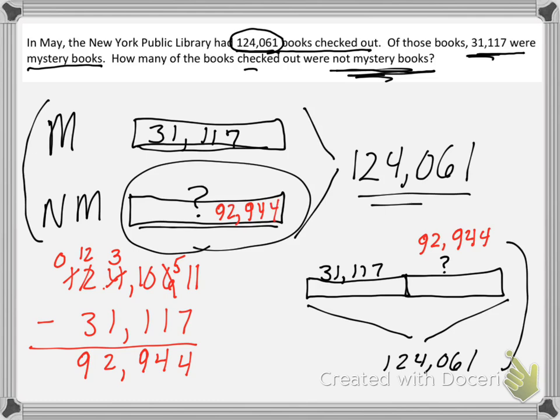92,944. Now again, you get to choose what tape diagram you would like to use to help solve the problem. So whatever you choose tonight, you can do the stacked method, which Singapore uses. That's the stacked, or you could use the side by side. Whatever one that you choose works best for you.